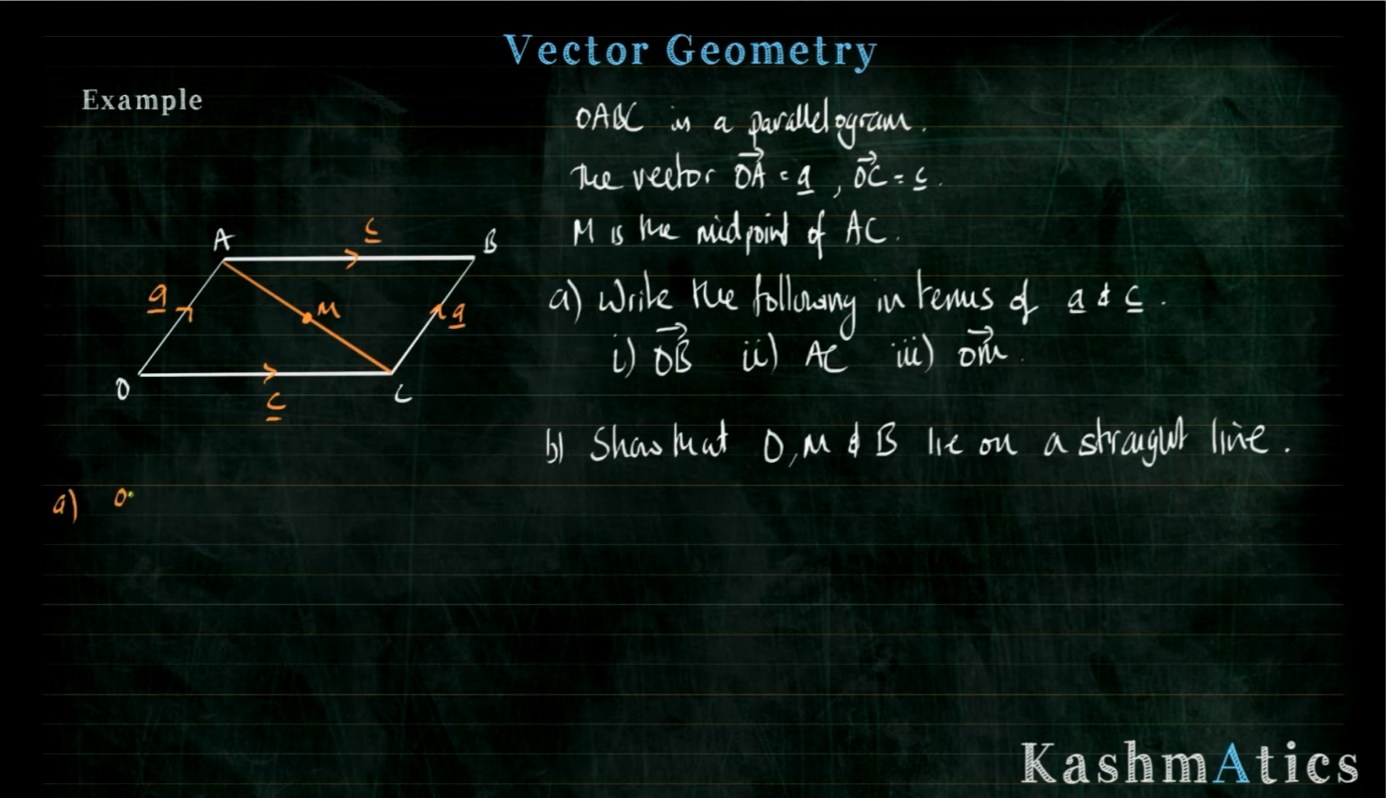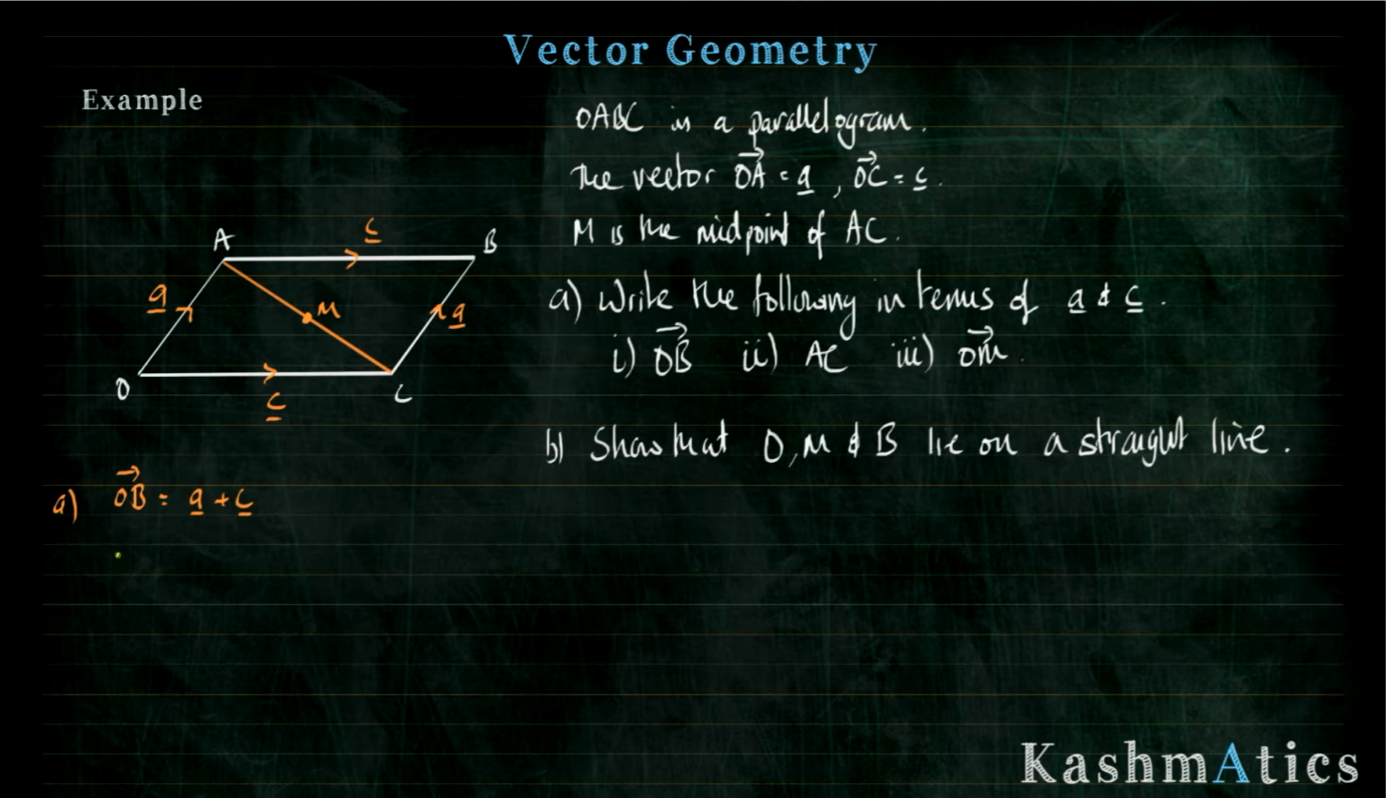Okay, so the vector O to B, so I'm trying to get from here to here, would just be A plus C because I'm going along A and then going along C. Or I could have gone the other way, go along C then go along A. Either way it'd be A plus C or C plus A, which is the same thing.